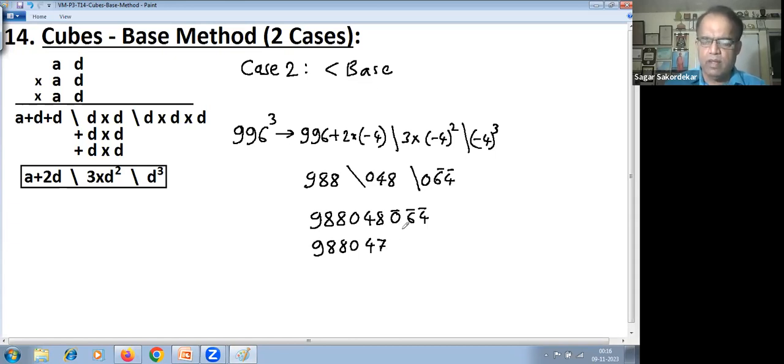So we'll just put bar for this, and then it becomes simple. 988047, and then all from 9, last from 10. 9 minus 0 is 9. 9 minus 6 is 3, and last from 10. 988047936. So like this, you can calculate the cube of any number if it is near to the base. The base method we always use when the number is near to the base. It can be any big number, but as long as it is near to the base, you can do the calculation very easily just by using this formula. So that completes our 14th topic. Let's go to the 15th and the last topic of session 3.